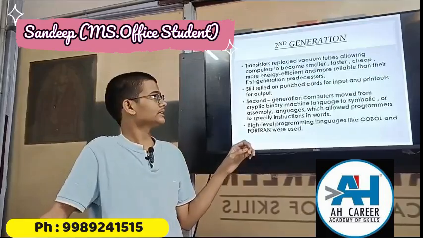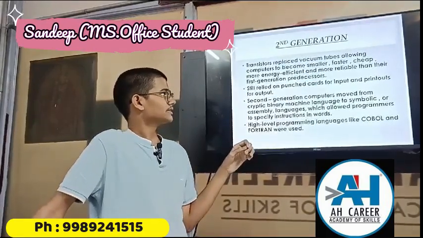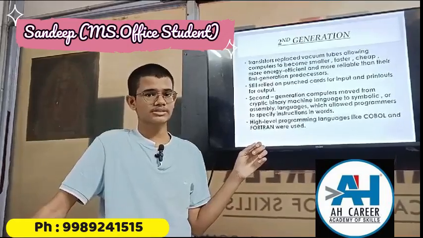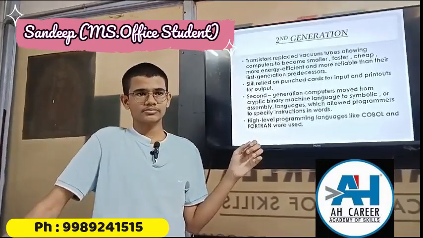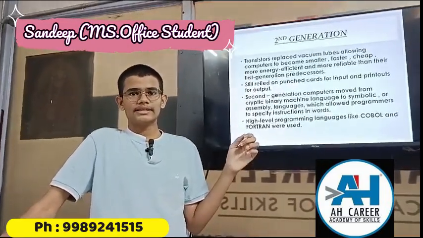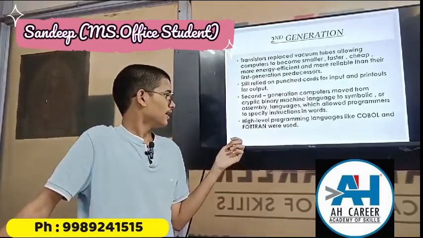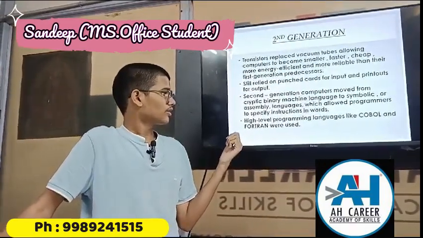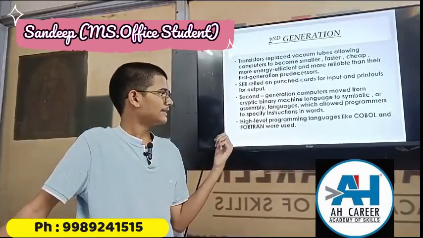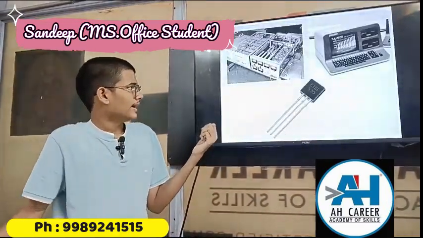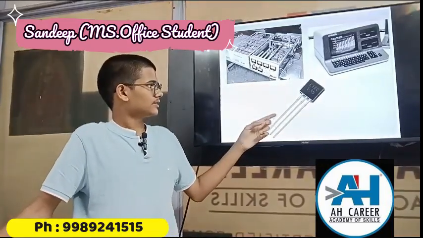Moving on to the second generation, it used transistors, which replaced vacuum tubes, allowing computers to become smaller in size. These were energy efficient and consumed less energy and released less heat. And now the important ones are COBOL and Fortran, and these were high level programming languages. And these are some images, and this is a transistor.